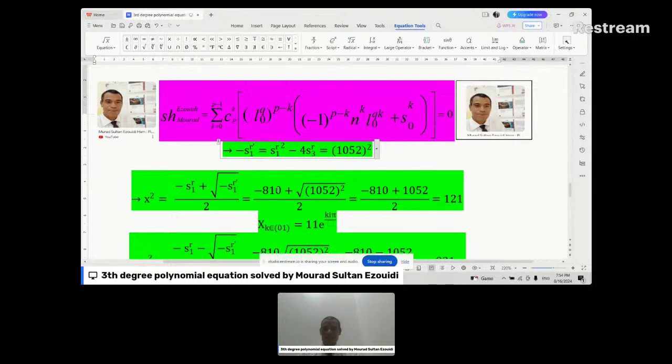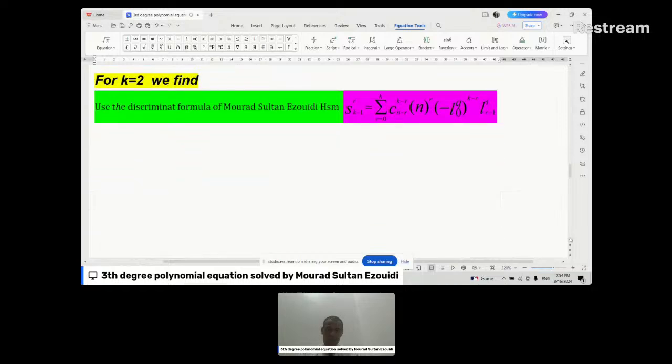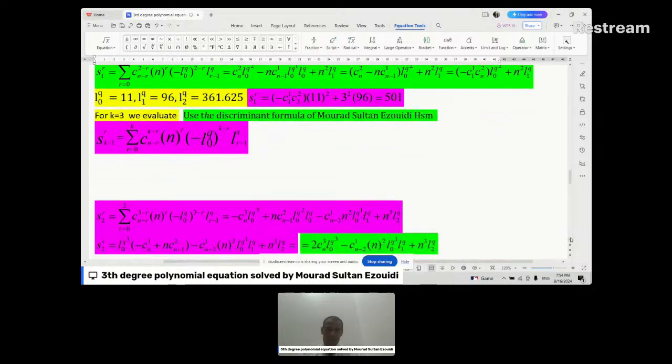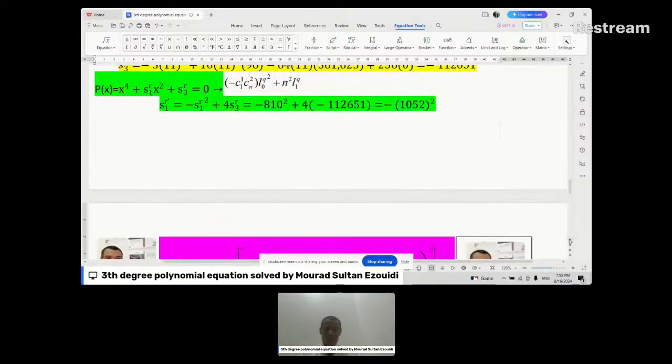Just replacement. Negative S1 is 810, plus root of this divided by 2. Therefore, I will write it negative 1010 plus 1052 divided by 2 will give you 121. Which is that, learners? Did you remember this? From where we got 121? From when you extend your polynomial equation. Okay, thank you. Now we continue, learners.